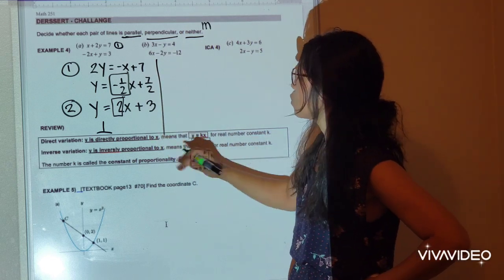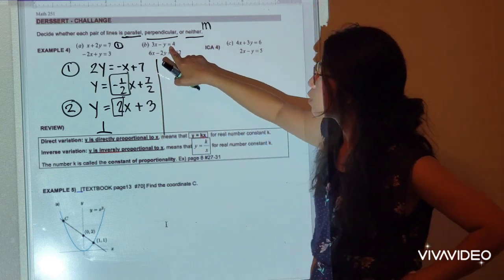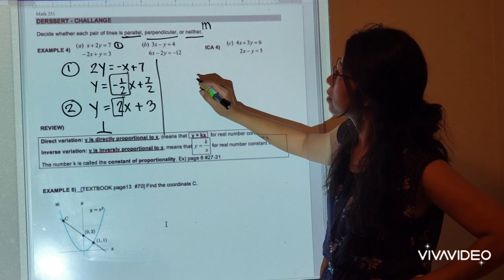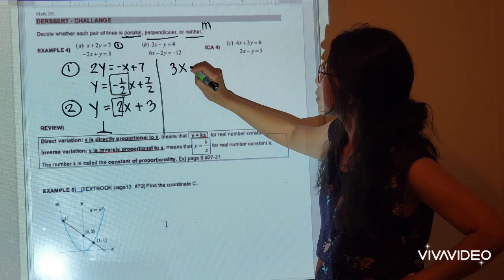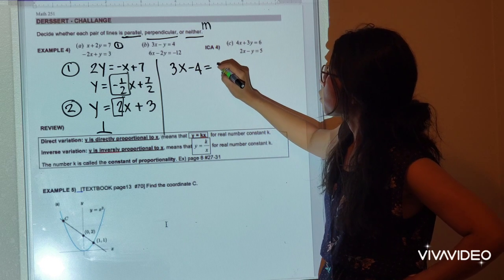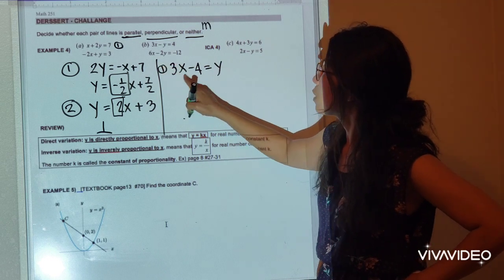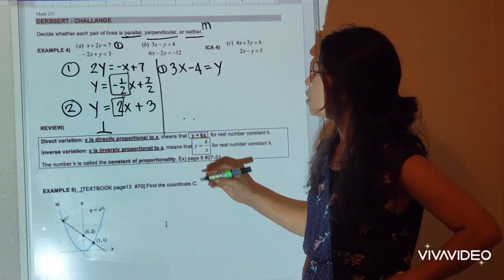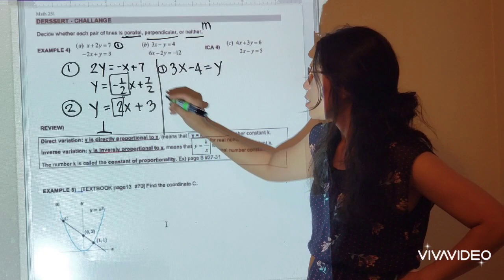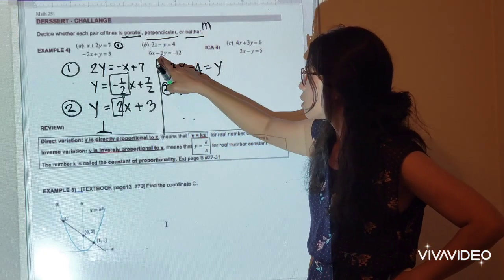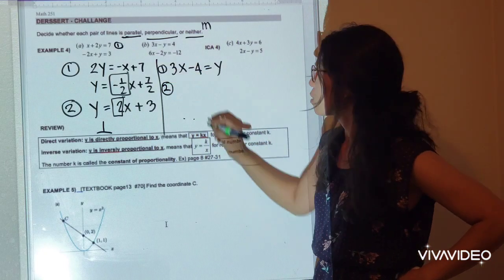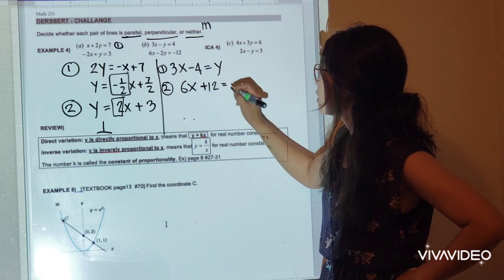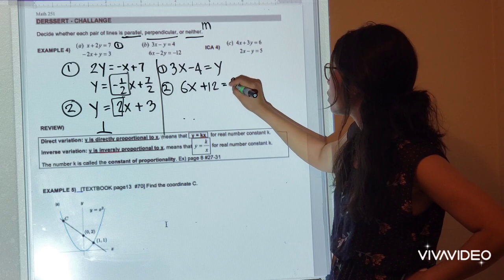We can rewrite this one as y again. But as you see, this time I have a negative y, so I'm going to move y to the right side. Then I don't have to touch much. So my first equation becomes 3x minus 4 equals y, since I moved y to the other side. You can do that for the second equation. Because that's negative, I don't want to divide by a negative, so I'm going to leave 6x plus 12 and instead move 2y to the right side.